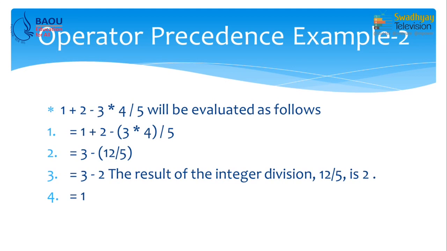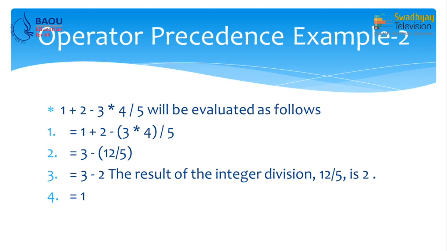So, our answer is 12 / 5, which is performed second, and 12 / 5 will result in 2, because when we divide one integer by an integer, the result is always an integer. So, we have 2, and then we have 1 + 2 = 3, minus these 2, which ultimately results in 1. So, our answer will be 1.